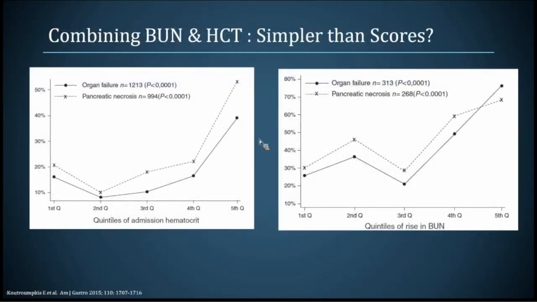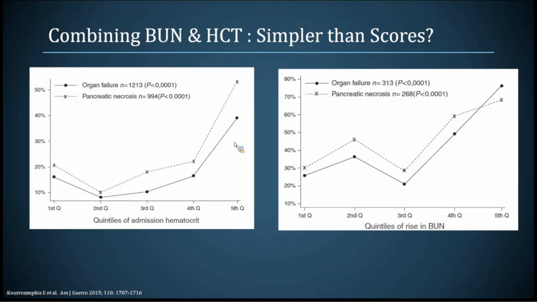What if you can combine BUN and hematocrit together? Is that maybe simpler than using some of these scoring systems? And it's certainly easier to remember those two labs to look at. When we take a look at admission hematocrit and divide them into quartiles or quintiles, you'll see that the higher the admission hematocrit, the higher the rates of organ failure and pancreatic necrosis. So the patients in the highest group of hematocrits on admission had the highest rates of failure and necrosis, almost 50%.